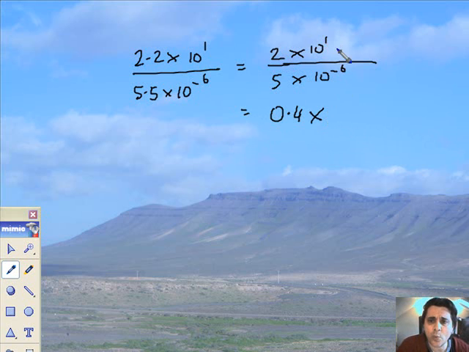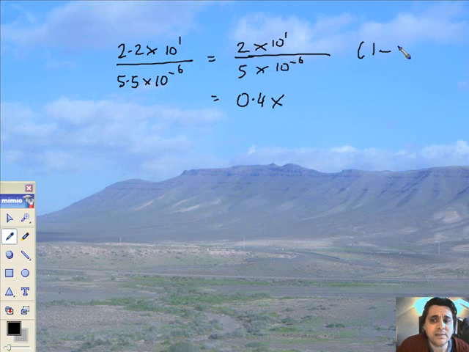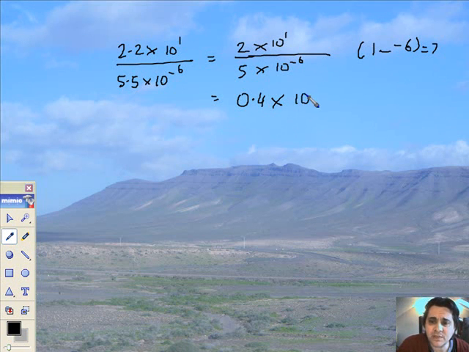Times, well, let's do the powers, 1 minus 6. Let me write it for you. 1 take away minus 6, and that means 7. Therefore, 10 to the power of 7. If I want to write it in standard form, I've got to go 4 times.